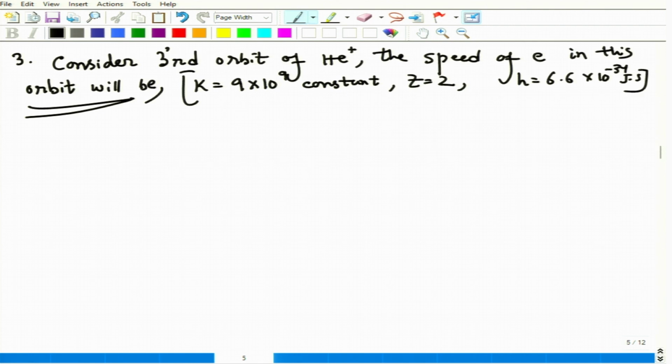So what is k? Let me find out. Let me do the problem first, then we will understand what k and the other things are. First we have to consider the third orbit of the helium plus ion. Why the helium plus?